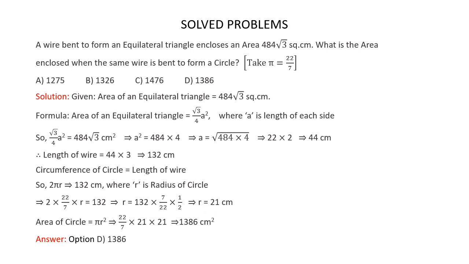Now we are asked to find the area of the circle. We know that the area of the circle is pi r squared and we have found out that r is equal to 21 centimeters. Substituting the value of r in the equation here, we get area of the circle is equal to 22 by 7 multiplied by 21 multiplied by 21. And on solving this, we get the area of the circle as 1386 centimeters squared. So the correct answer is option D, 1386.